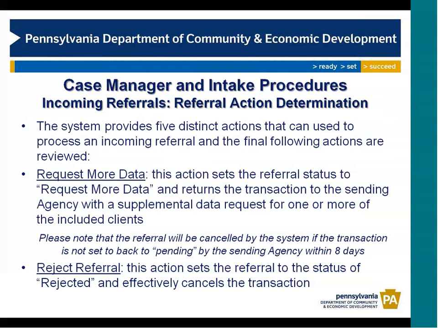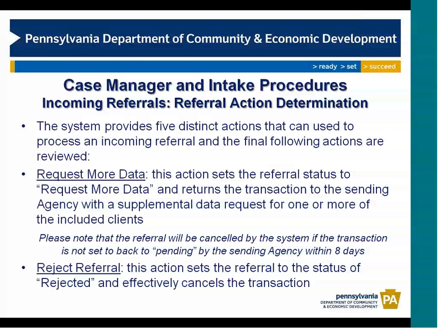All right, there are two more actions that can be done: request more data, as well as reject the referral. When the transaction comes in, for whatever reason, that's why we have those data quality scorecards. If they're deficient, the system allows the receiving agency to set the referral to request more data. What that does is send it back to the sending agency with this status, and it requires the user to add some receiving notes. You should put in, hey, client one should have this assessment or that assessment.